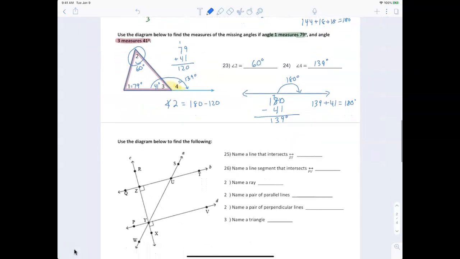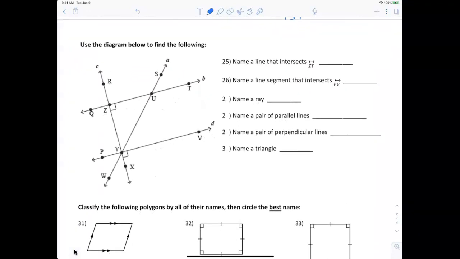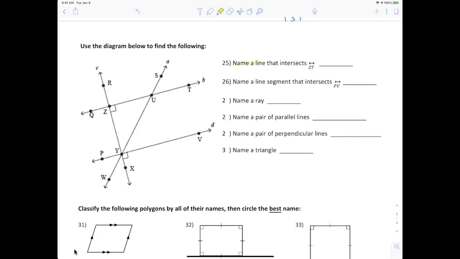Now let's move on to the next question. This over here, I want you to know, looks very confusing. And again, don't be upset. Let's just talk about it. We want to name a line that intersects ZT. So I'm going to try to find ZT. So here is ZT, here's this line. Now, you have to find another line that intersects. Now remember, intersect just means crosses.